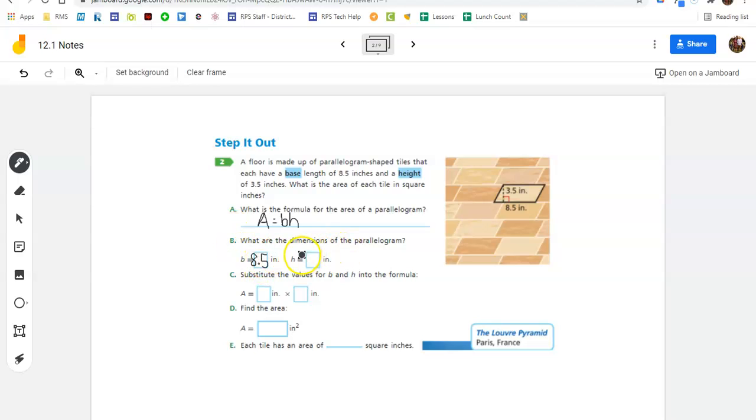The height is 3.5. Now we're just going to push these down into the equation. So I have 8.5. I have 3.5. In my calculator, I'm going to type 8.5 times 3.5. And I get 29.75. So each tile has an area of 29.75 square inches.